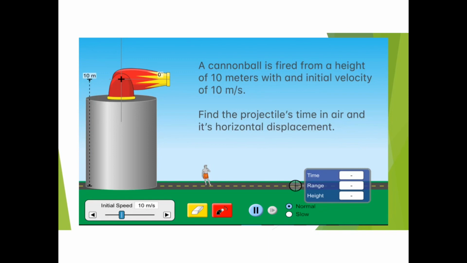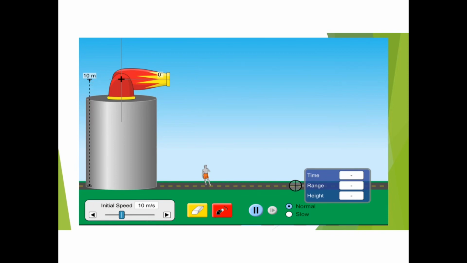Consider this scenario. A cannonball is fired from a height of 10 meters with an initial velocity of 10 meters per second. Find the projectile's time in air and its horizontal displacement. To be able to solve this problem, we have to take note of the things that are given and the things that are implied. Things that are given are the following. Vx is equal to 10 meters per second. That's our initial horizontal velocity. We're also given the height from which the cannonball is being fired, and that is equal to 10 meters.